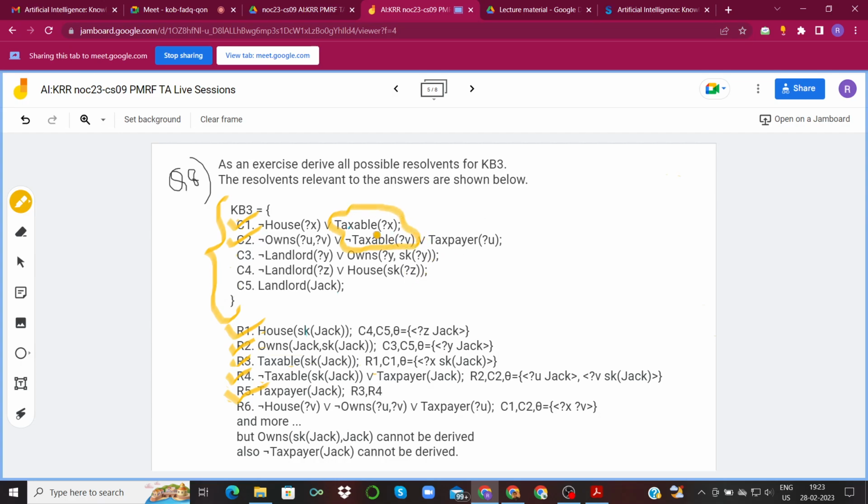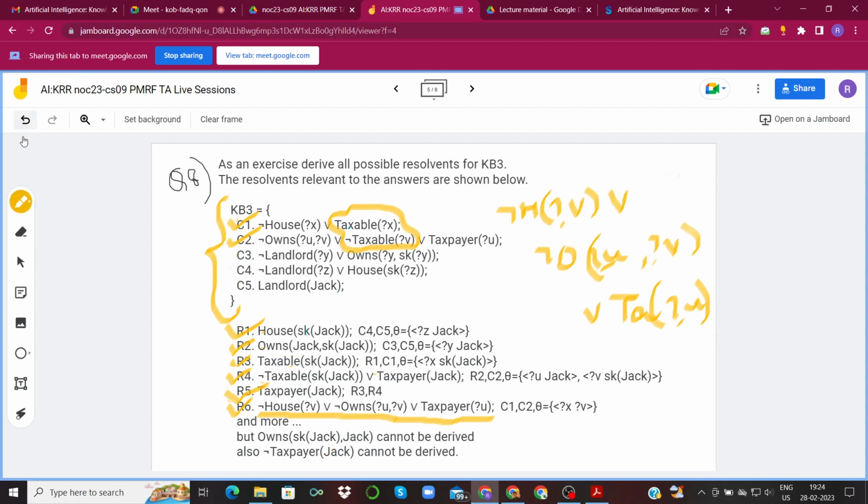And what we will be remaining with is the union of not house X, or which is V because we have substituted X with V. Then we'll have not owns U and V, or taxpayer U, which is basically what R6 is shown over here: not of house V or not owns U comma V, or taxpayer U.